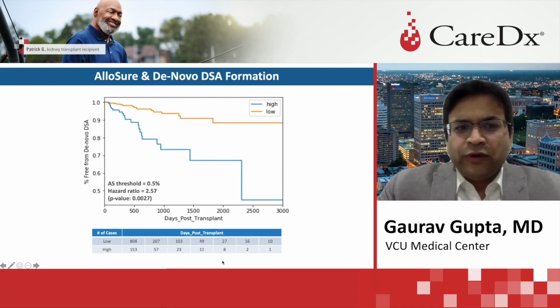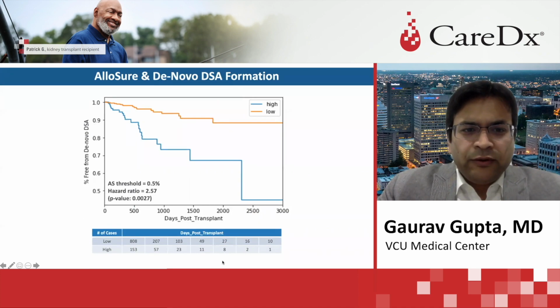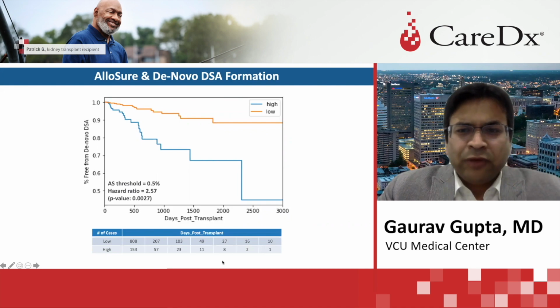So we then looked at the impact of AlloSure measurements on formation of de novo donor-specific antibody. On average, AlloSure measurements were taken around 6 months prior to DSA measurements. Of a total of 961 patients, 44 developed de novo DSA. And what can be seen in this graph is that patients with an AlloSure of 0.5% or higher had a nearly 2.5-fold higher risk of DNDSA formation.